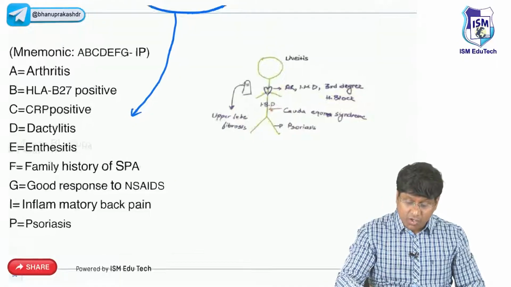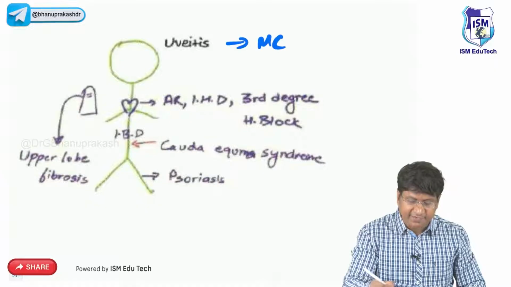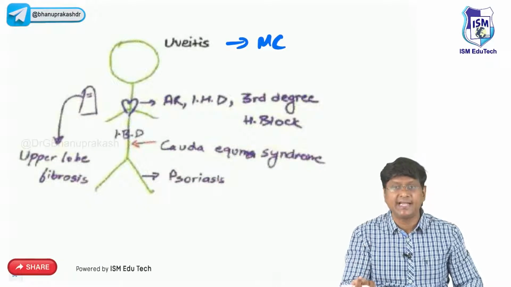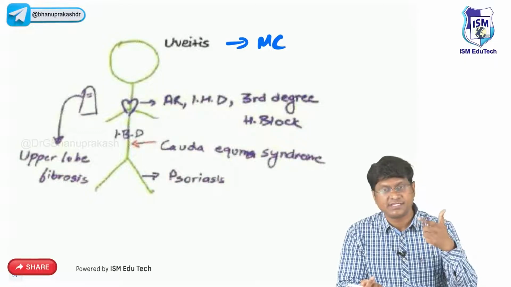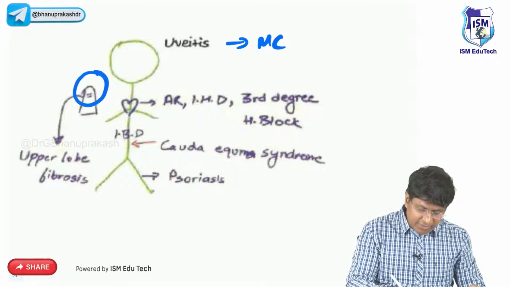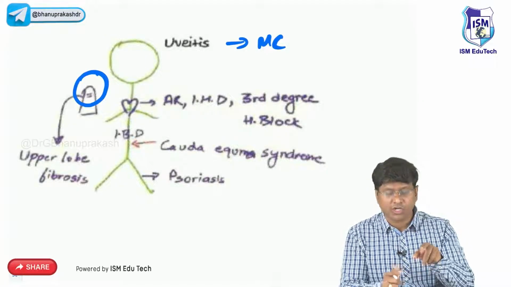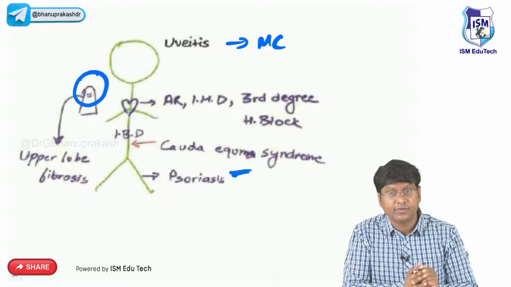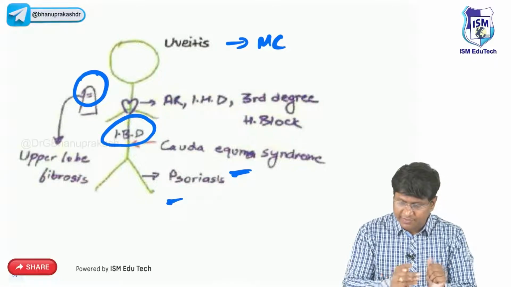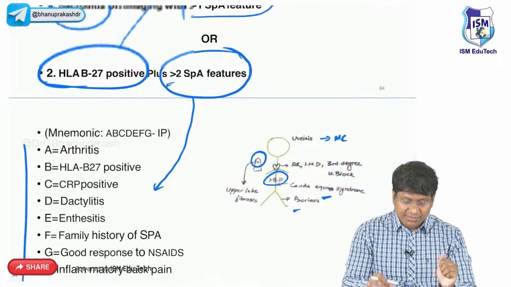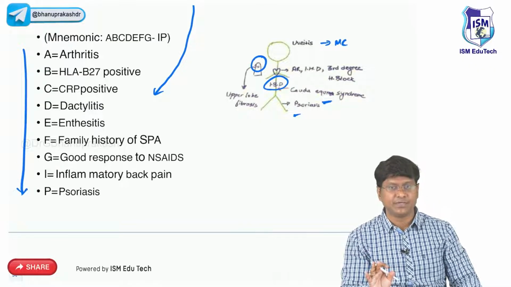joint, there are also extra-articular manifestations. Now, the most common extra-articular manifestation is uveitis, that is the anterior uveitis. And cardiac involvement will be there, in the form of aortic regurgitation, ischemic heart disease, and third degree AV block. And lung involvement will be there, in the form of upper lobe fibrosis of the lung. And spine involvement will be there, in the form of cauda equina syndrome. GIT involvement in the form of inflammatory bowel disease, and skin involvement will be there, that is in the form of psoriasis. So these are the extra-articular manifestations that you will have in patients with ankylosing spondylitis.